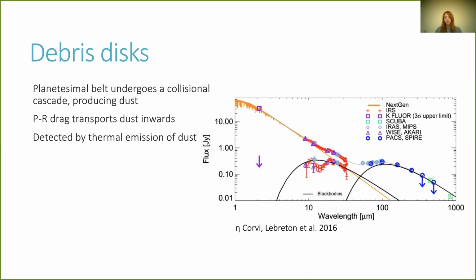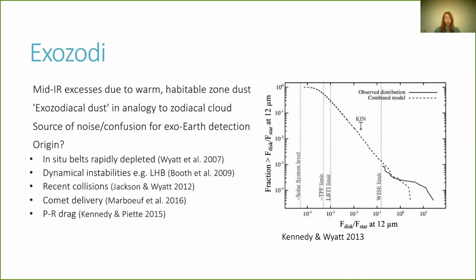As an example, this is Eta Corvi, and you can see that there's a far infrared excess, which implies the presence of very cold dust. However, many stars also show mid-infrared excesses, implying the presence of dust much closer to the star. This warm habitable zone dust is known as exo-Zodiacal dust, in an analogy to the zodiacal cloud. And this can tell us about the architecture of the inner regions of planetary systems, as well as being a source of noise and confusion for directly imaging Earth-like planets.